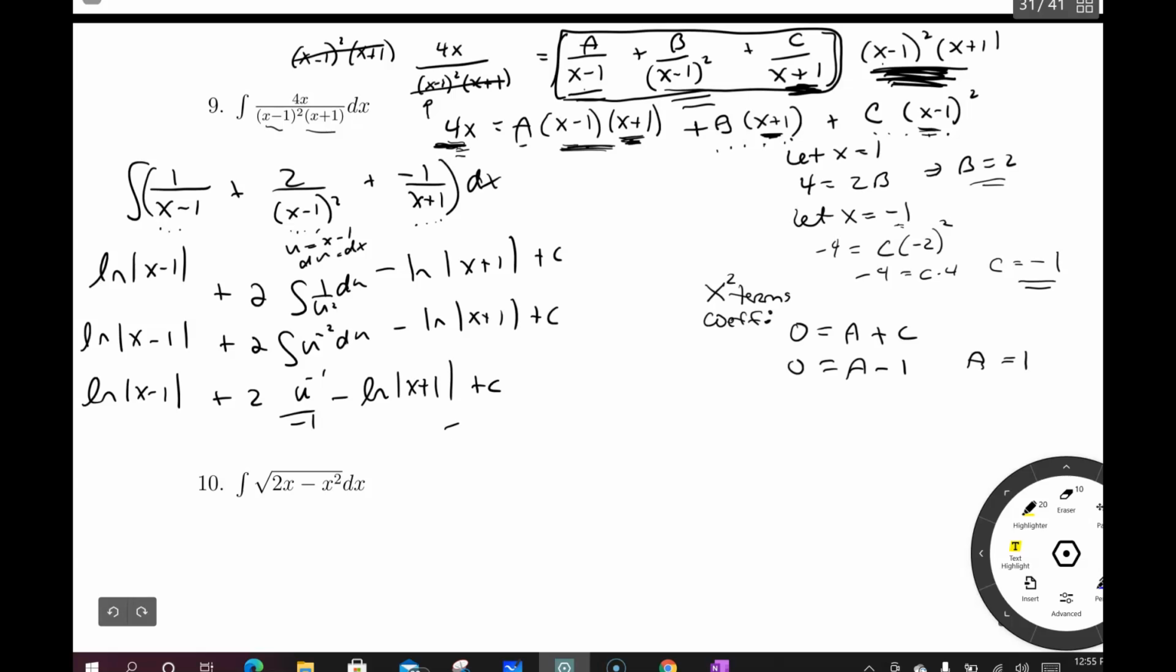Okay, so finally, ln of x plus 1. So this negative will come in front, so negative 2 times 1 over the u, which is x minus 1, and then minus this ln. There it is.